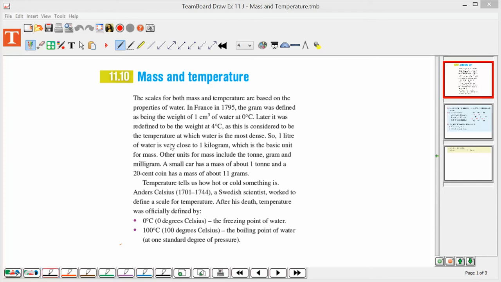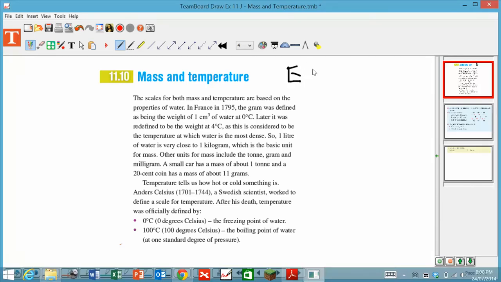Well, hello Year 7s, and this is our last video tutorial, and we are looking here at exercise 11J, mass and temperature. Alright, let's get straight into this. I want to get this done, see if we can get through it pretty quick.